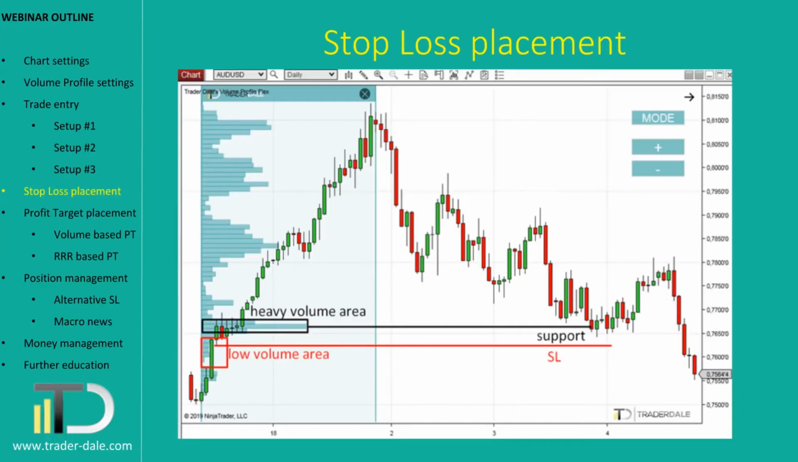So in this case, on the left of the picture, you can see that there was a strong uptrend on the Australian dollar, US dollar, and within this uptrend there was a strong volume cluster, which is setup number 2. This is the trend setup, and this strong volume cluster works as a strong support, so you can place a long level from there. And the ideal stop loss for this trade would be in the low volume area, which is below the heavy volume cluster. Alright, so this is how you use the volume profile to determine where your stop loss should be.